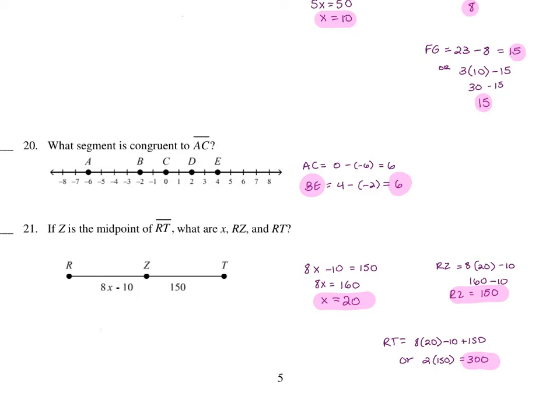21, the definition of a midpoint is that it cuts the segment into 2 congruent parts. So 8x minus 10 would equal 150. Solve for x, you get 20. And then again, be careful what it's asking for, RZ and RT in addition to x. So you had to take it and plug it back in. And RZ should be 1/2 of RT. So when you find those answers, you should be able to multiply the 150 by 2 to get to the 300.